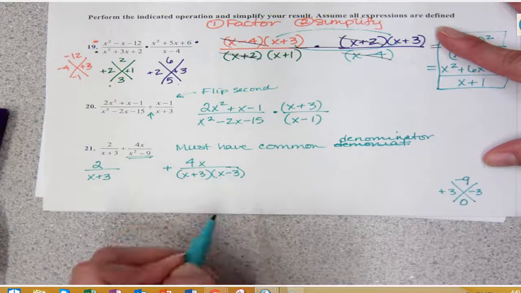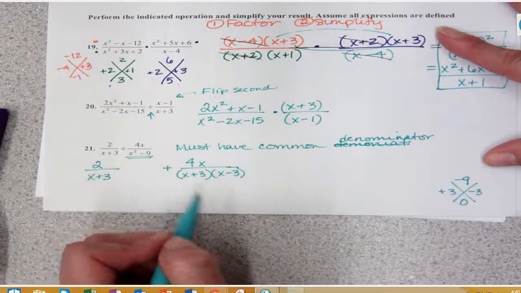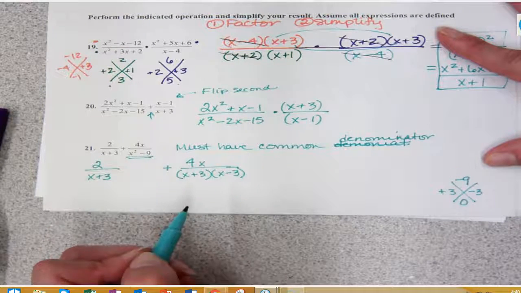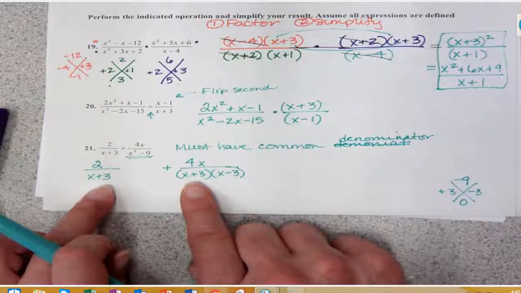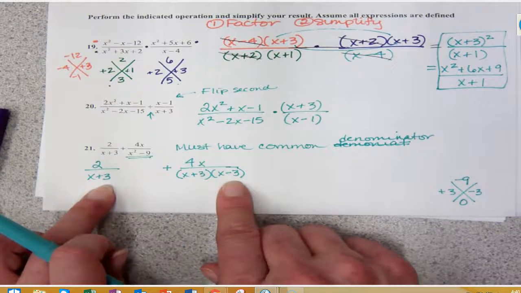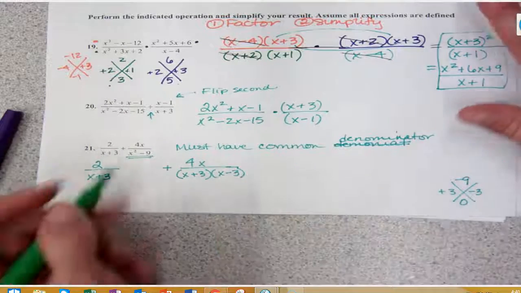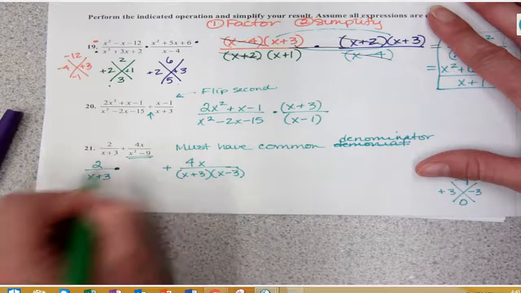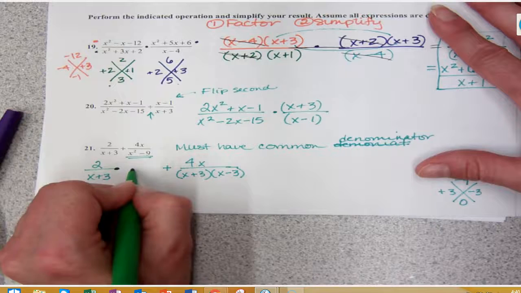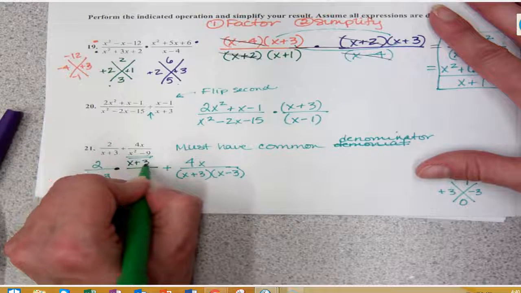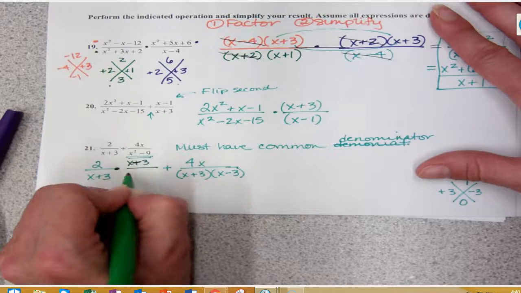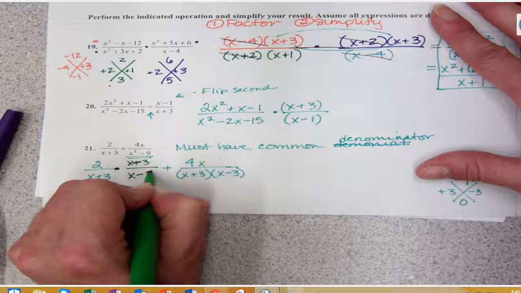Positive 3 times a negative 3 is going to give me negative 9, so that multiplies back to give you that. Now, I also noticed that these have this in common, but I'm missing this. So you can multiply by x plus 3, or x minus 3 over x minus 3.